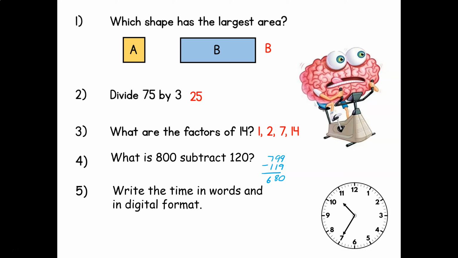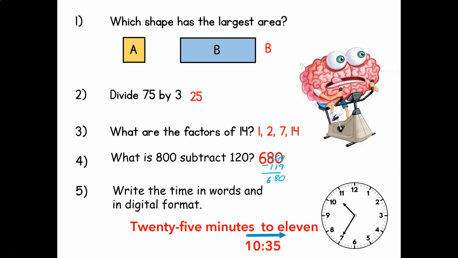We record this in digital time as 10:35. Digital time is always written left to right. The current hour, then minutes past the start of the current hour.